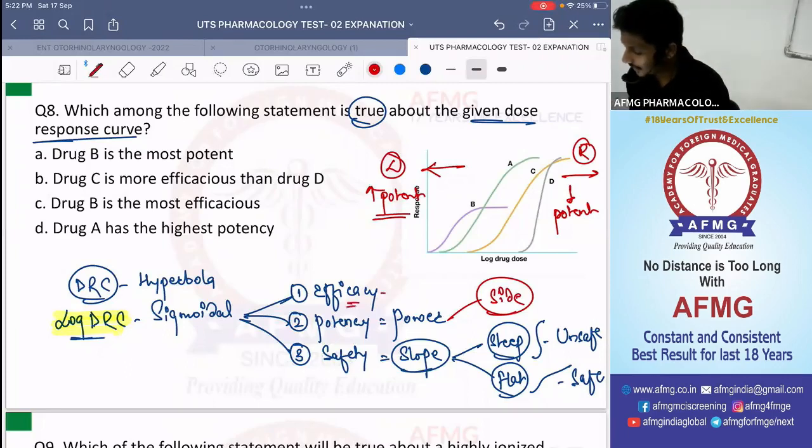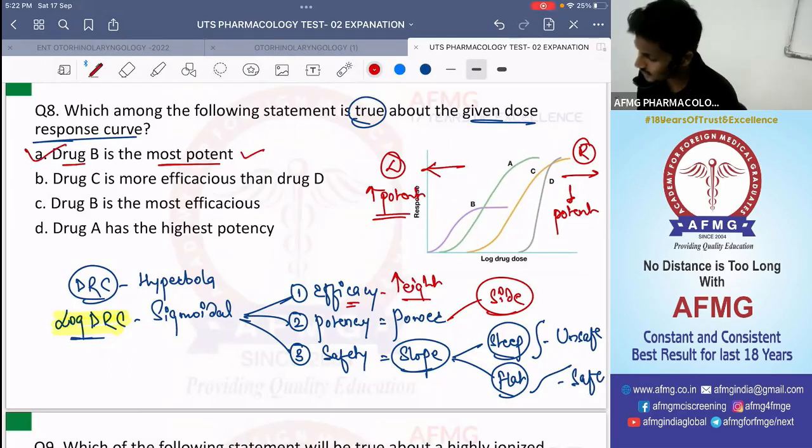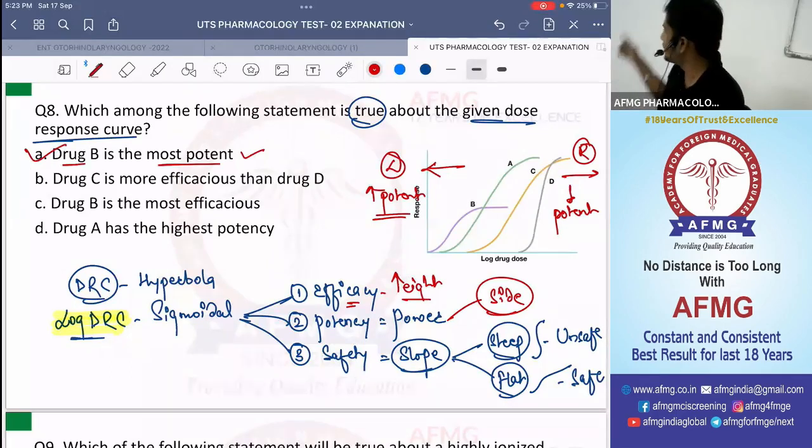Whereas if I talk about efficacy, efficacy is told by the height of the graph. Okay? So the graph with the greatest height, that drug is the most efficacious. Now talking about this. Option A says drug B is the most potent. Yes, it is on the extreme left, and therefore it is the most potent drug. So this is a true statement. Drug C is more efficacious than drug D. Usually does not seem so, because drug D's graph is going higher than drug C's. Therefore we cannot say that drug C is more efficacious than drug D.